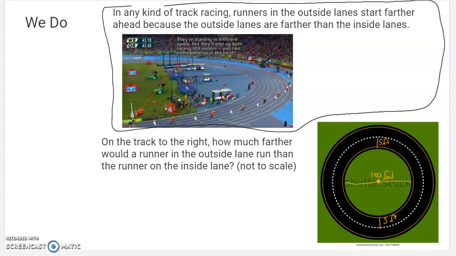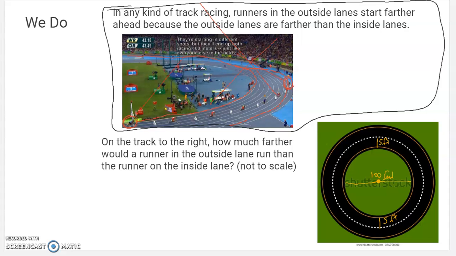I think it's interesting. If you ever watch any kind of track racing, the runners on the outside start way ahead of the runners on the inside because their lane is farther. To go around this wider circle, they have to go a lot farther than the person running this narrow circle. So they stagger the race and let the person in the inside lane start farther back and the person in front. They both end up running the same distance. It's just since the lanes are wider, it works that way. So again, you don't have to write that. I just want you to know that.